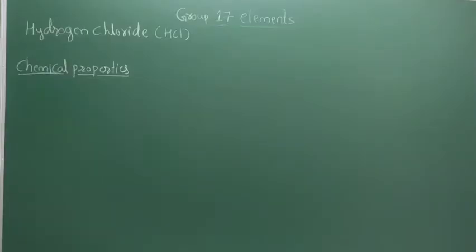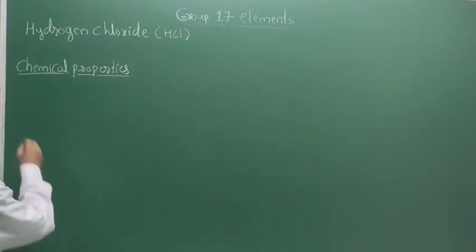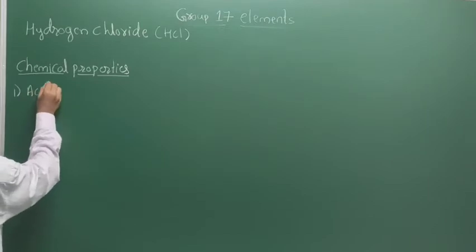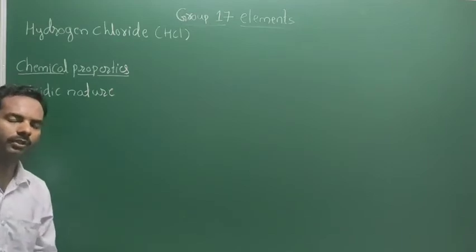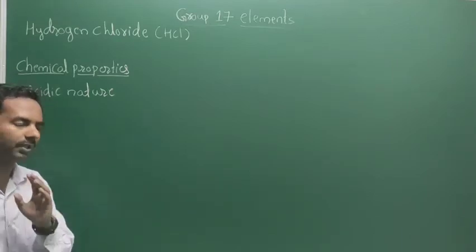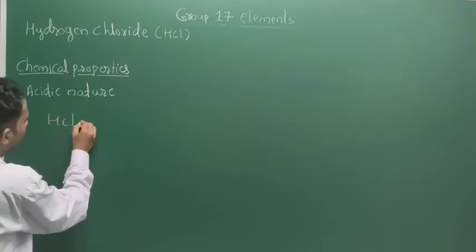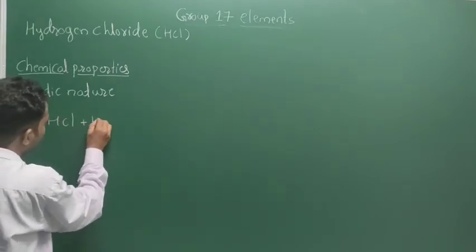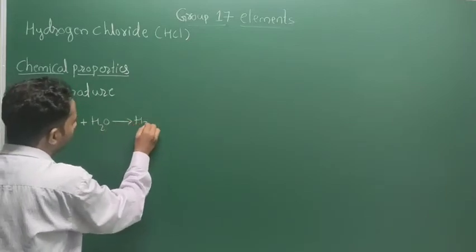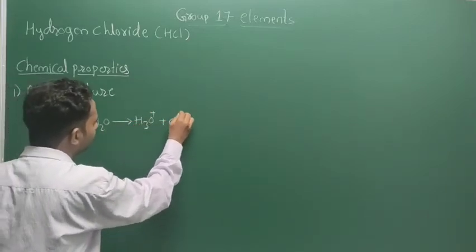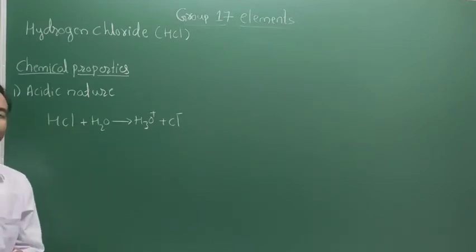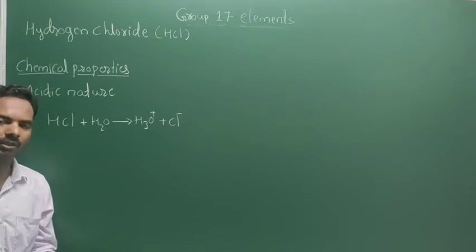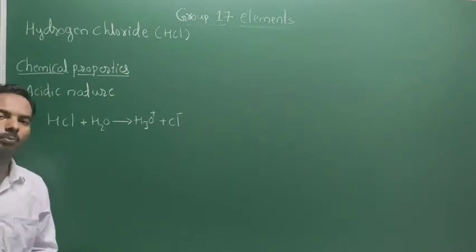Next we move towards the chemical properties of HCl. So first one is acidic nature. So here HCl ionizes in aqueous solution to form H3O plus and Cl minus. Higher the value of dissociation constant of HCl, it indicates HCl is stronger acid in aqueous solution. So here HCl is strong monobasic acid.